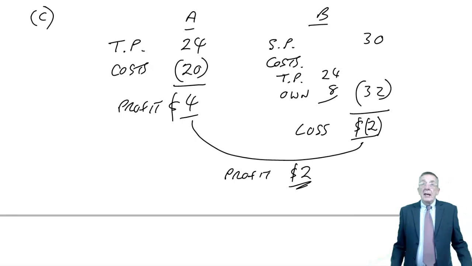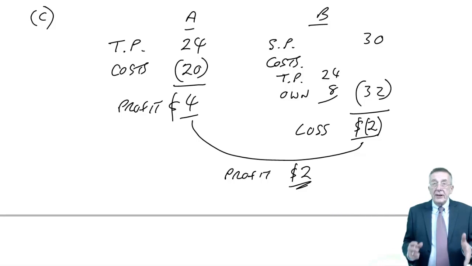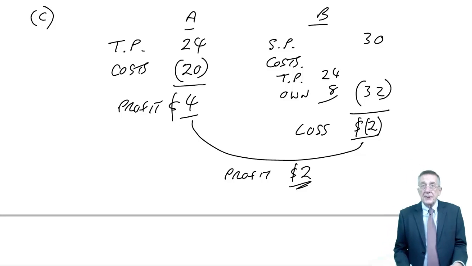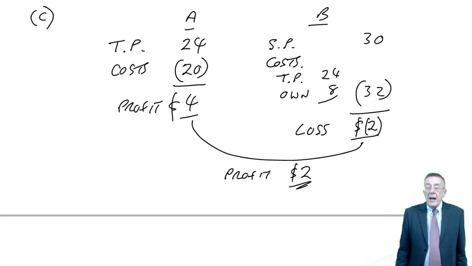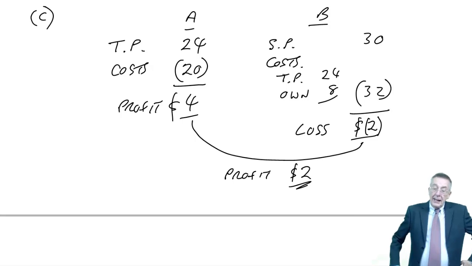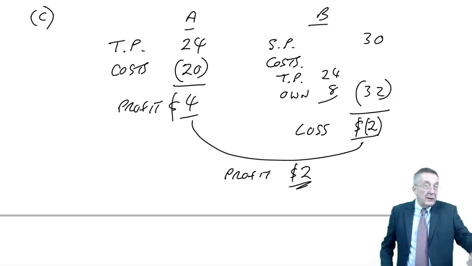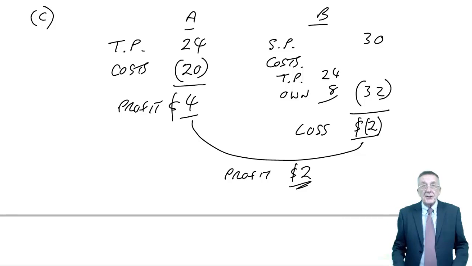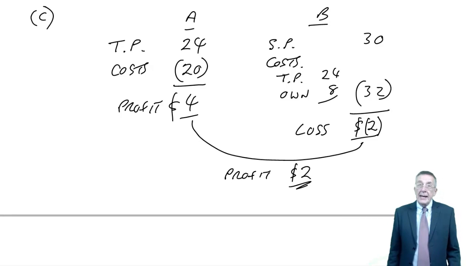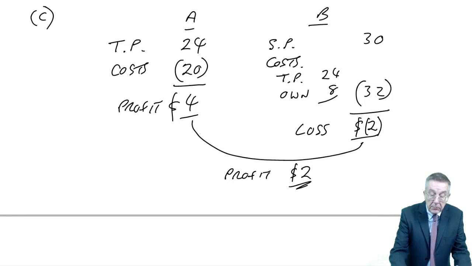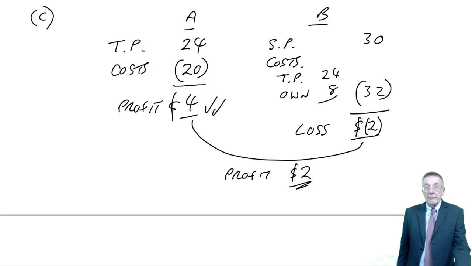Because remember, if we divisionalised, we've given the managers autonomy to make their own decisions. And what's going to happen? Division A, remember we always assume there are lots of other products as well. But as far as this product's concerned, Division A is more than happy to produce and sell it to B because they're making a profit. But it's Division B that's the problem.